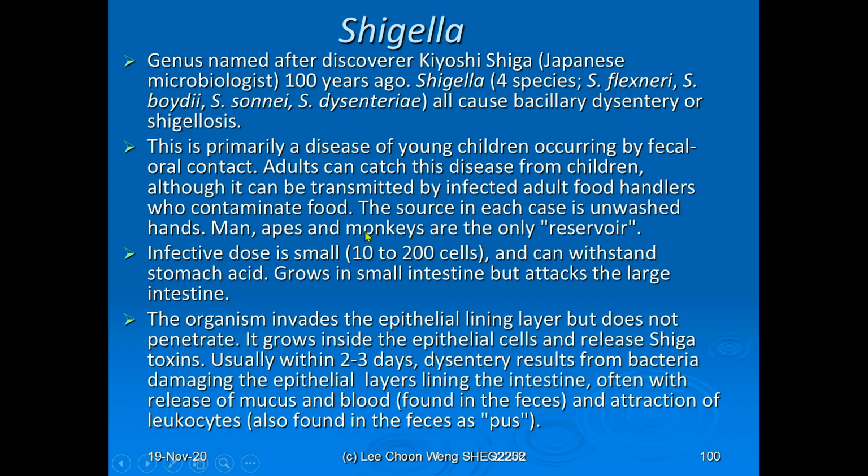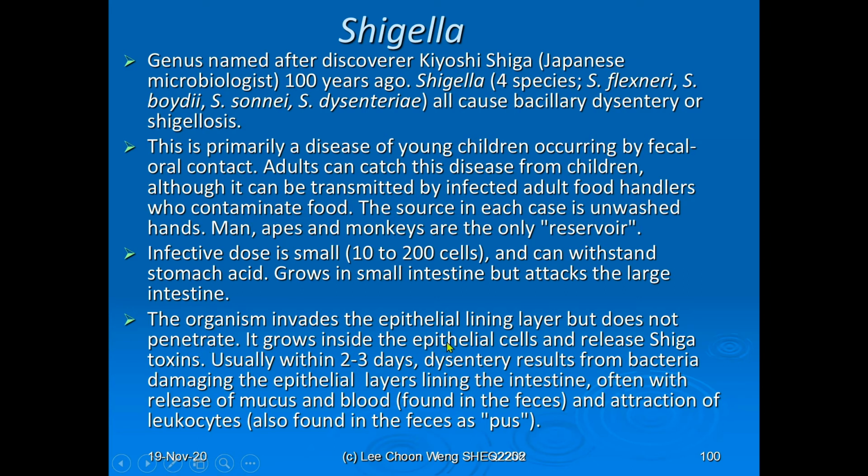Okay. So the source in each case is usually unwashed hands, where primates are the only reservoir. The infective dose is very small, from 10 to 200 cells, and because this bacterium can withstand stomach acid, it grows in the small intestine but attacks the large intestine. It invades the epithelial lining layer but does not penetrate. So this characteristic is different from Salmonella.